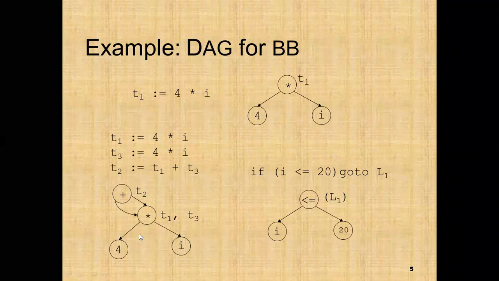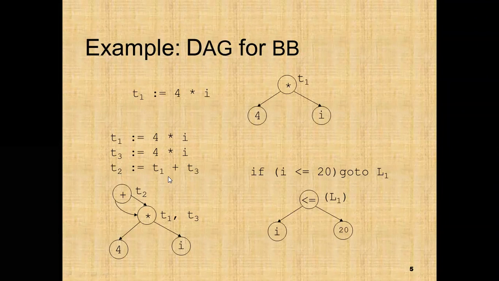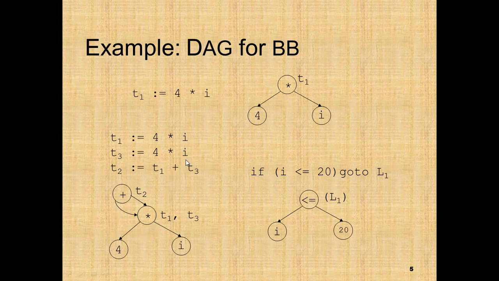So don't be confused. Now consider T1 is equal to 4 star I. T3 is equal to 4 star I. T2 is equal to T1 plus T3. Now for this basic block, or we can say for these statements, the directed acyclic graph is this. Now come to this T1 is equal to 4 star I. I am just copying this. T1 is equal to 4 star I here.